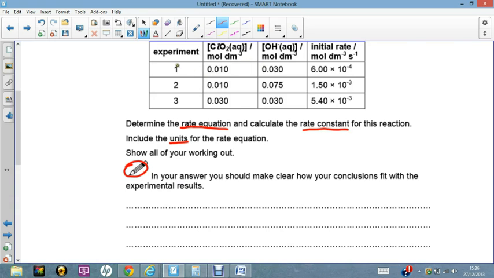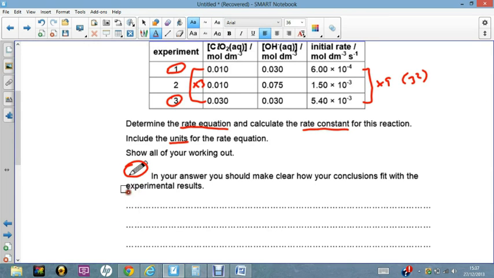So I'm going to start off by working out the order for each of the reactants. I'm going to start off with ClO2. For that I'm going to use experiments 1 and 3, because between those two experiments ClO2 increases by 3 and the rate increases by 9, which is of course 3 squared. So once I've determined that, I'm then going to need to write a sentence to explain what is happening.